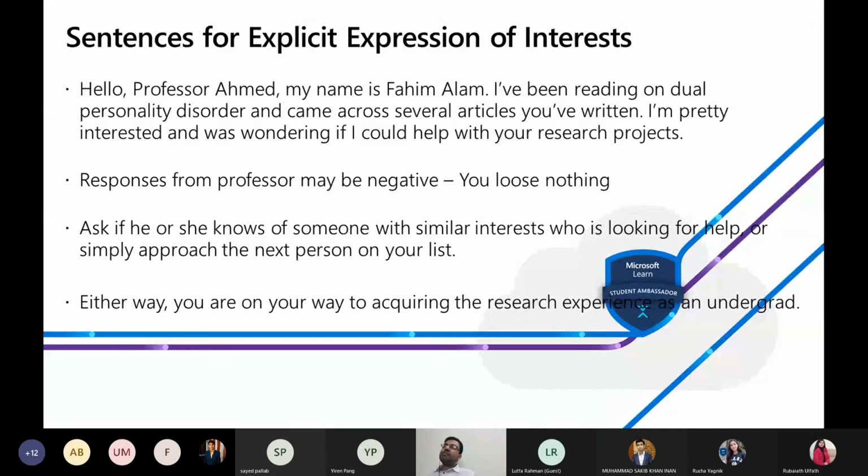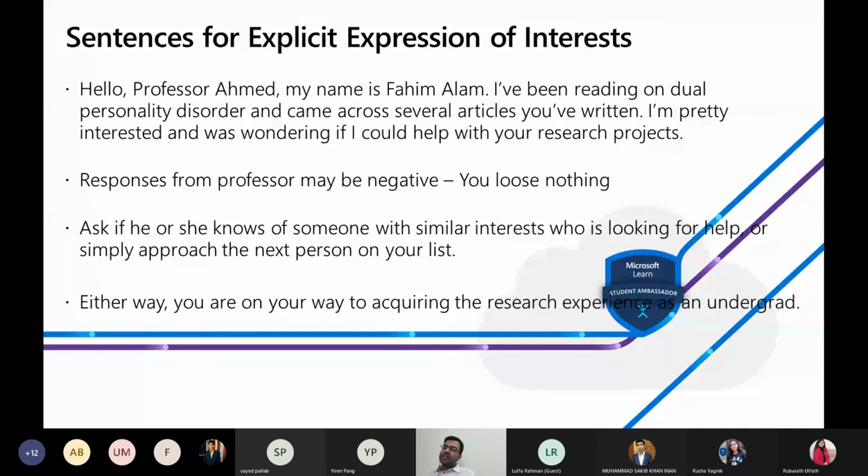And if that person gives you positive feedback, then that's good. But if the response is negative, that I'm very sorry, right now I'm not hiring any research associate or research assistant, then you lose nothing, because with that process you learn something. Then you can directly ask that person, do you know someone who is looking for research assistance? Then that person will refer you to some other professors, or you can just proceed to contact the next person in your list.